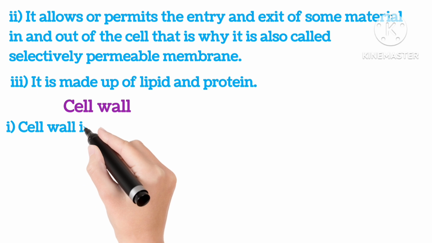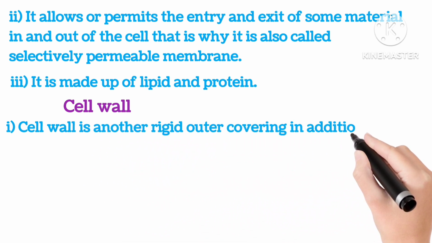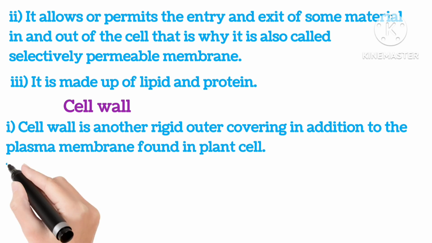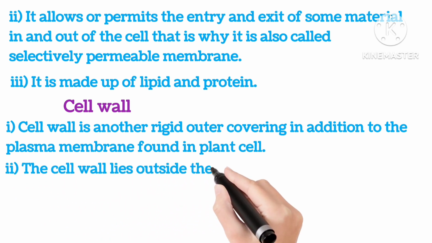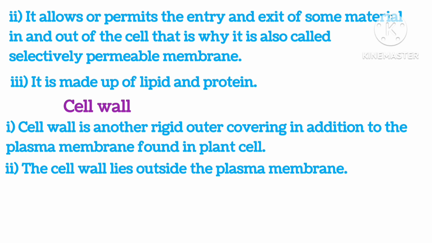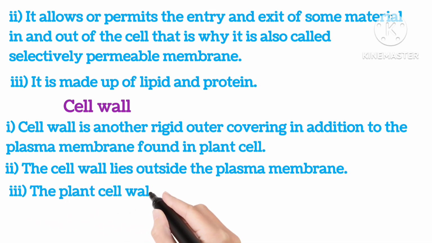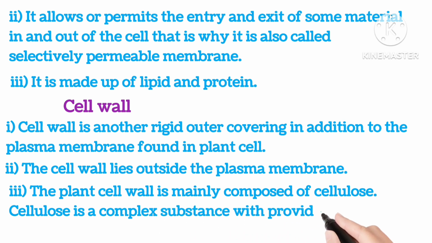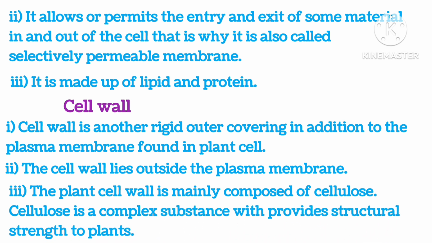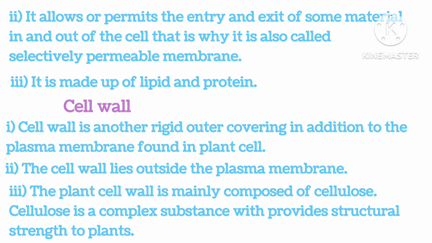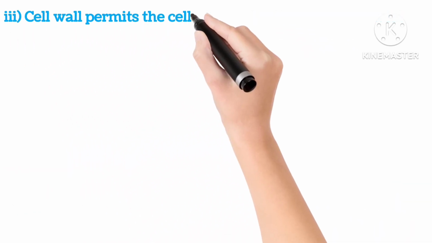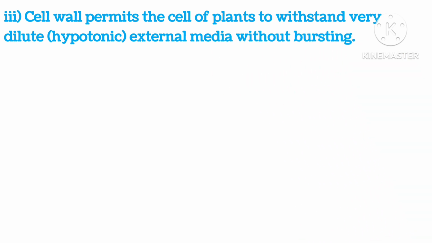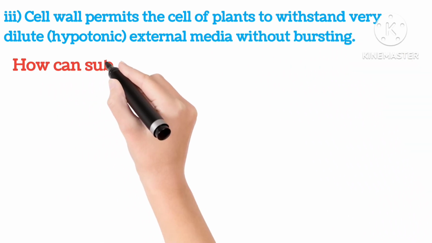Cell wall. Cell wall is another rigid outer covering, in addition to the plasma membrane, found in plant cells. The cell wall lies outside the plasma membrane. The plant cell wall is mainly composed of cellulose, and cellulose is a complex substance which provides structural strength to the plant. Cell wall permits the cells to withstand very dilute hypotonic external media without bursting.